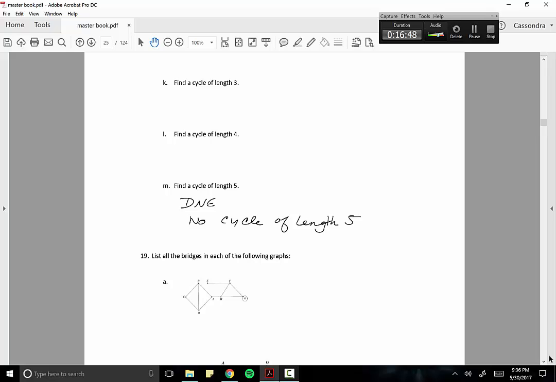You can find the cycle of length 4. This is the same picture, so I'm just going to draw on it. There's a cycle of length 4. And here's also another cycle of length 4. That loop is legit, okay? You can use that to create your cycles, but there's still no cycle of length 5 in this graph.